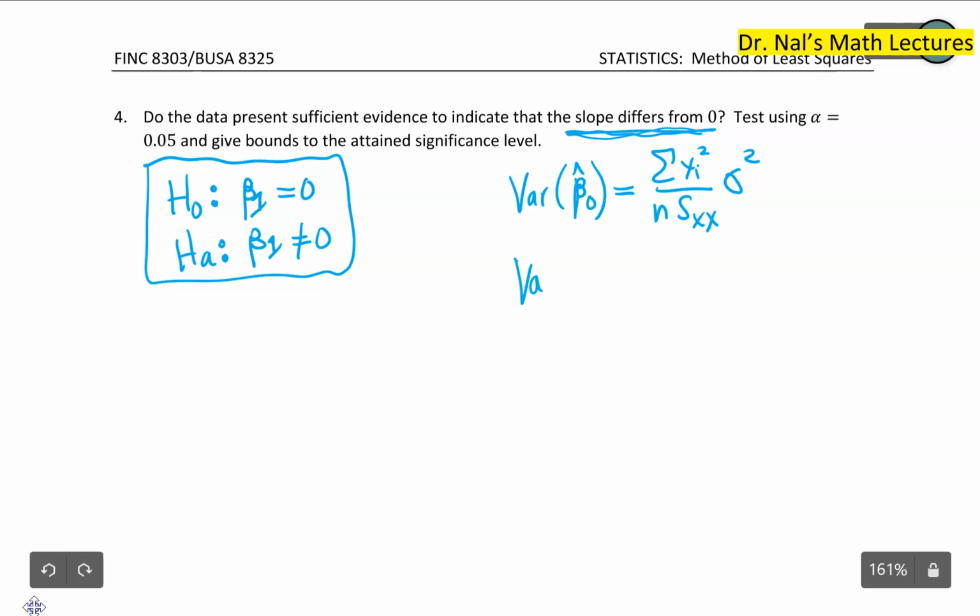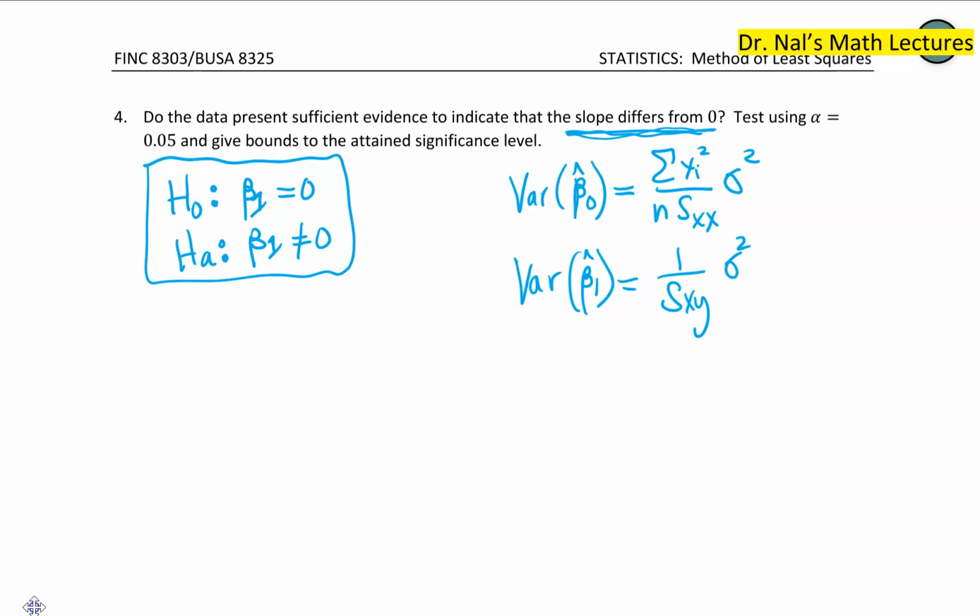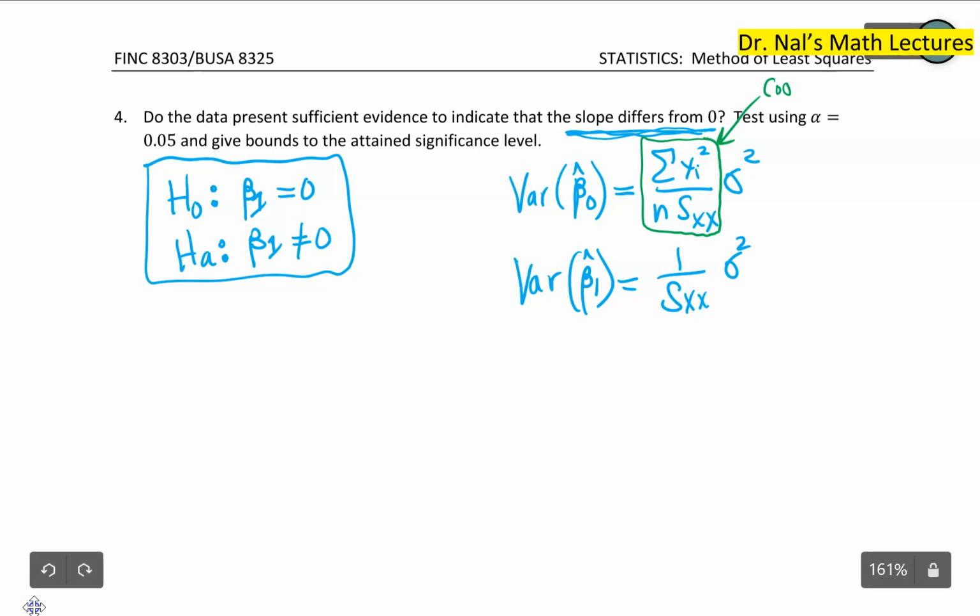For the other one, the variance of beta 1 hat, and that's the one we will need, it was just 1 over Sxx times sigma squared, if I'm not mistaken. Sorry, Sxx again. Oh shoot, again the same error. Here it turns out we can also call this portion C00. Sometimes this coefficient is referred to as C11, and those numbers are important for our hypothesis testing.